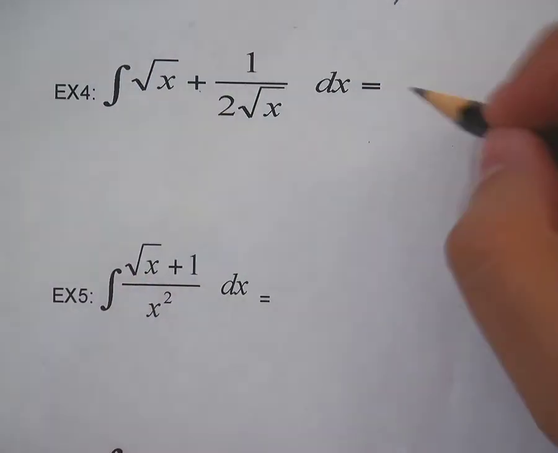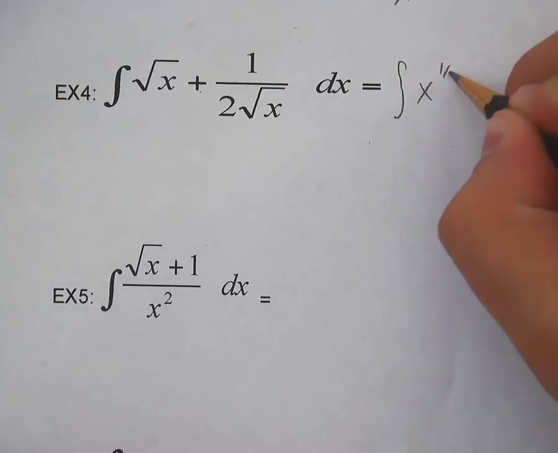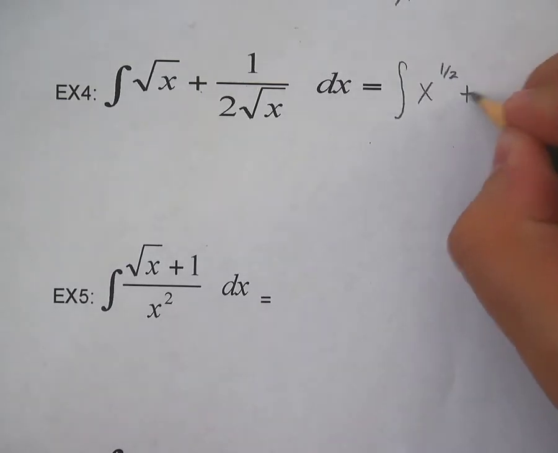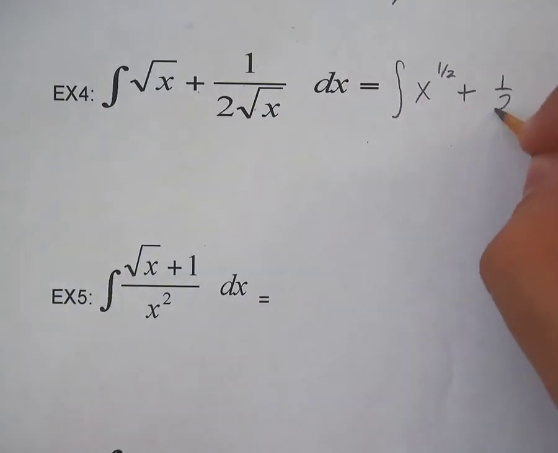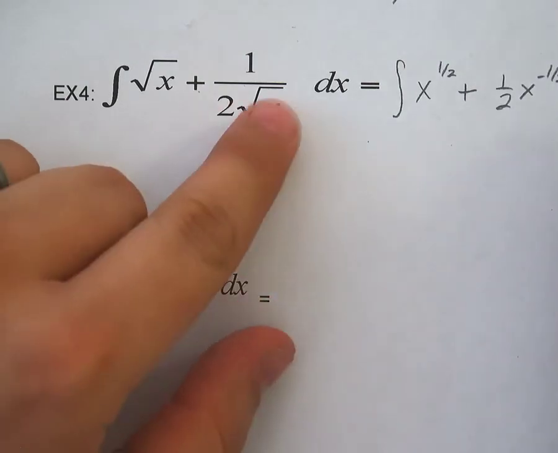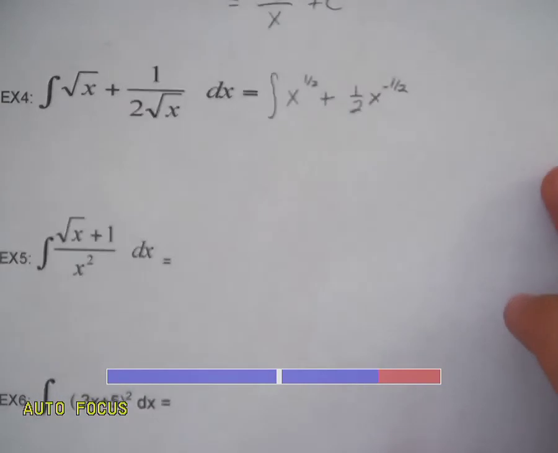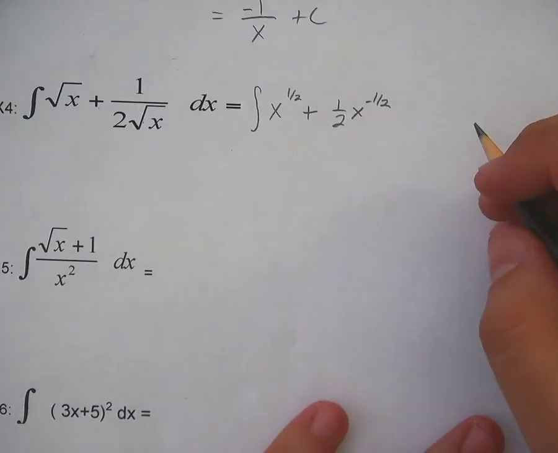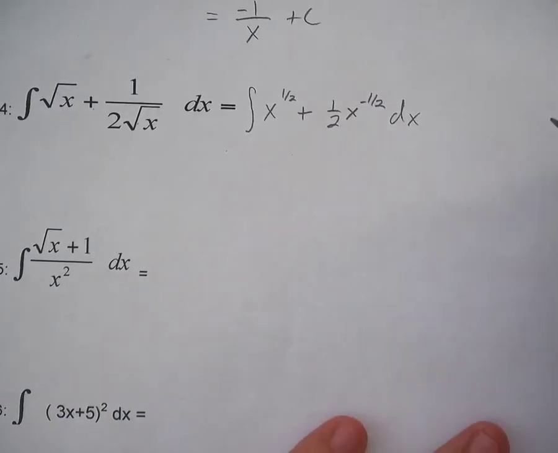So the first thing I'm going to do here is rewrite it as the integral of x to the 1/2 plus, and I don't like this, so I'm going to call this 1/2, 1 over 2 x to the negative 1/2. Because I don't like dealing with square roots personally. I think they're a mess. But that's neither here nor there. dx.